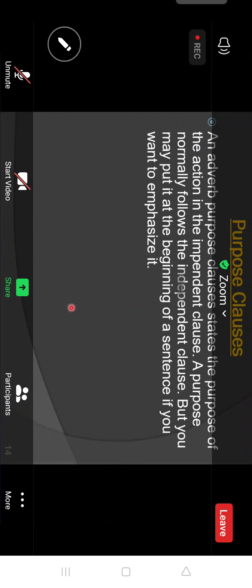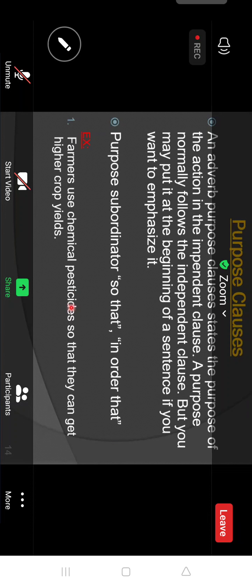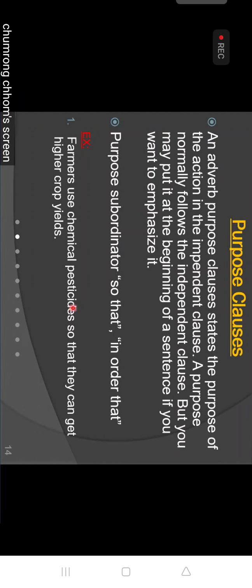And another one that you have to know is called adverb of purpose. So that, in order that, we call adverb of what? Adverb of purpose, right? Purpose. We have so that, or we can say in order that. Have you ever used this word, anybody? Have you ever used this word, anyone?